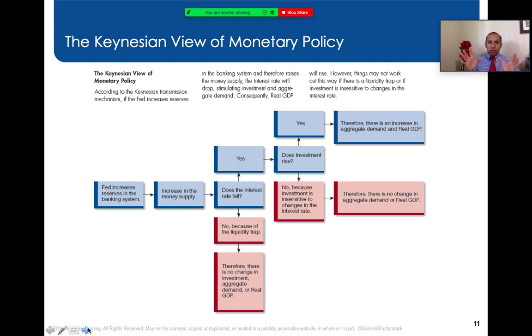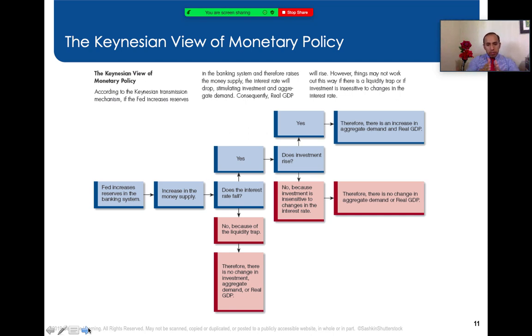According to the Keynesian transmission mechanism, if the Federal Reserve increases reserves in the banking system, the money supply increases and the interest rates will drop. Basically, an increase in reserves or funds stimulates investment and economic activity. Consequently, real GDP will increase.